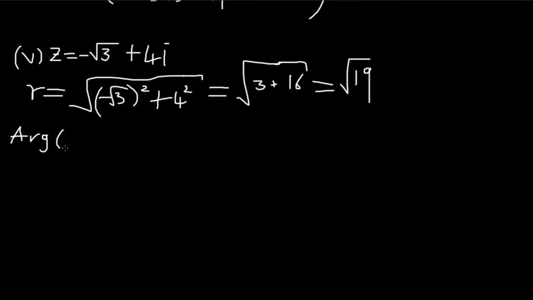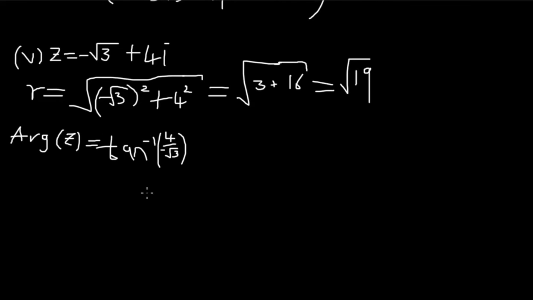So the argument of the complex number z is going to be tan inverse of y over x, which is 4 over negative root of 3. So this is going to be our argument.